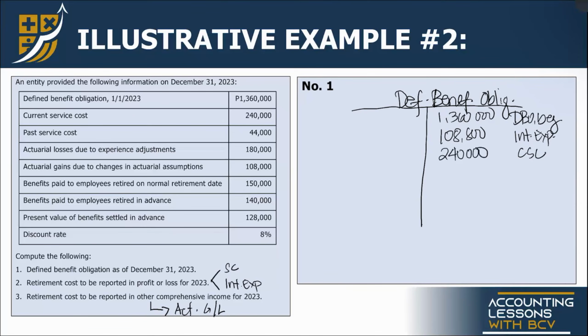Okay? Current service cost, 240,000. Past service cost, magkano to? 44,000. Okay? Next. Ano yung nagpapadecrease kay defined benefit obligation? Yun ay mga settlement of retirement benefits, no? So, retirement benefits settlement. Okay. So, mamaya na natin tignan yung mga actuarial losses and gains.